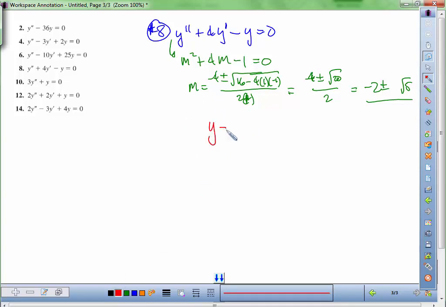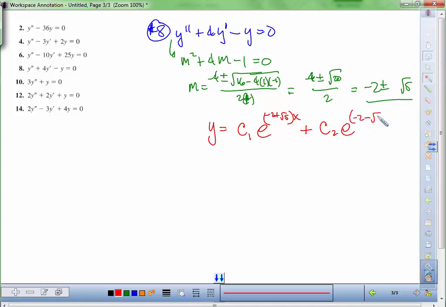So y is equal to C1 times e to the first real root. What would you say your first real root is? Minus 2 plus square root of 5. And let's put that in parentheses times x. And your second fundamental solution, C2, e to the minus 2 minus square root of 5, and that whole thing times x. And here's your general solution. You're done.